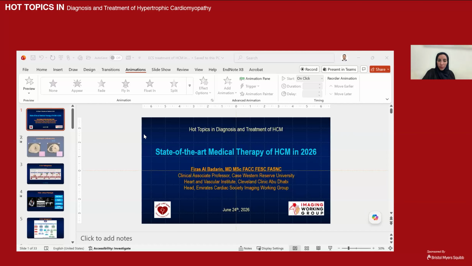And this has been a very exciting and very informative discussion. We've talked about how to pick up the disease clinically, how to pick it radiographically, and now that we have the diagnosis, how do we treat this disease? That's going to be the focus of the second session. And I've taken on the daunting task of talking about the state-of-the-art medical therapy of HCM in 2026, which is beyond what you can cover in 15 minutes. But let me try just to give you an idea.